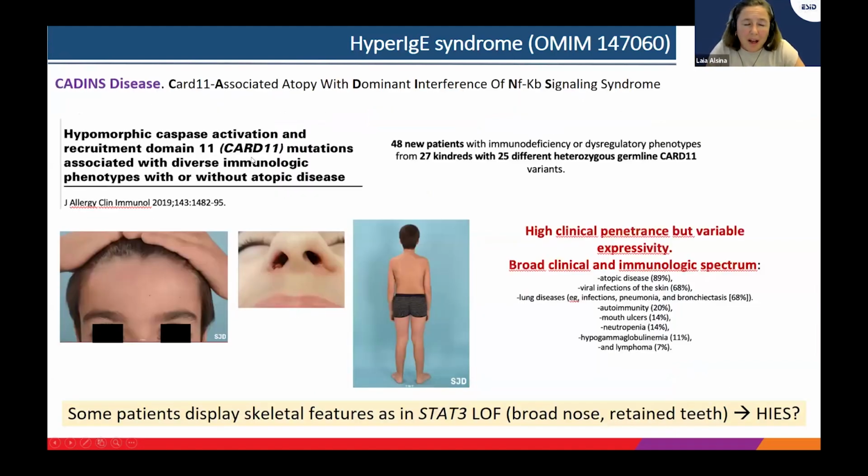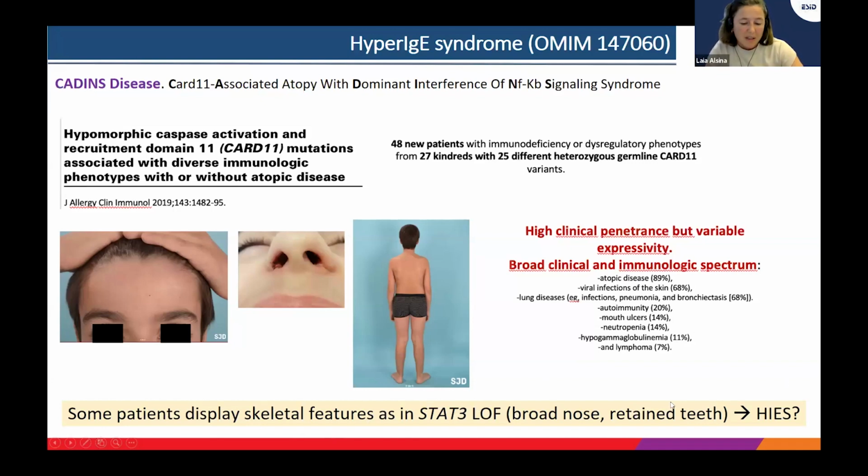For CARD11 autosomal dominant loss of function, these patients have a hyper IgE related phenotype with this atopic disease, but also these viral infections similar to what can be observed in DOCK8 patients with flat warts, periorificial superinfections. And there is a group of patients that it is mentioned that they might display skeletal features such as STAT3 loss of function.